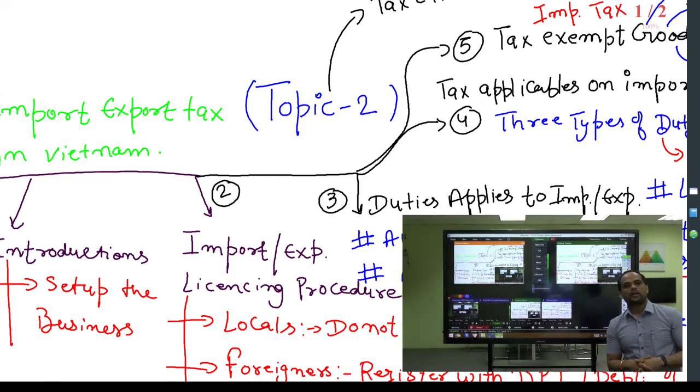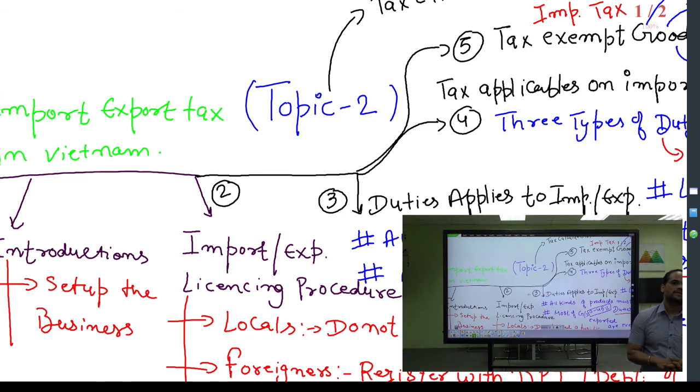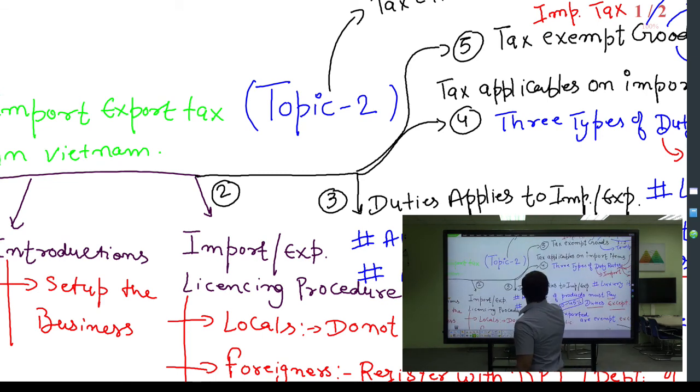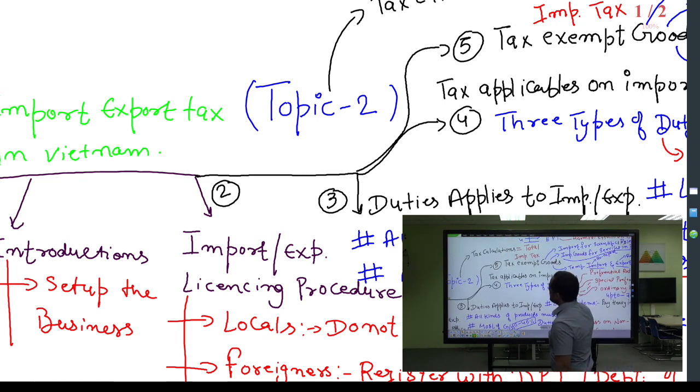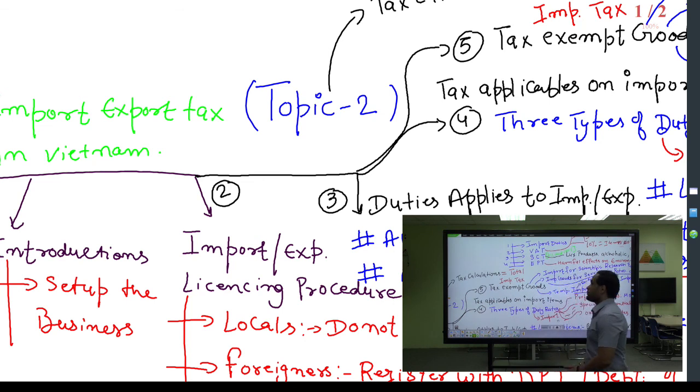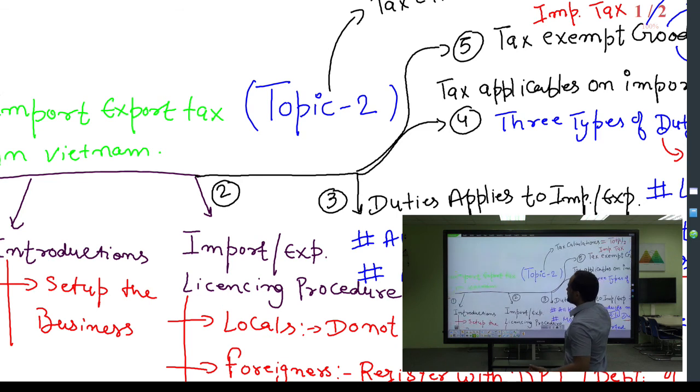After four, we discussed number five, which was tax exemption. Some kinds of goods are exempt from some kinds of taxes, so you don't have to pay tax. Finally, number six was the tax estimation, a tax calculation meaning the total import tax. Import tax involves four kinds of tax: import duties, value-added tax, special consumption tax, and environmental protection tax. So that's all about your topic two. Topic two is finished here.